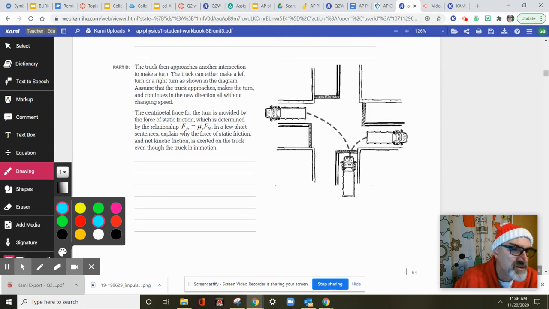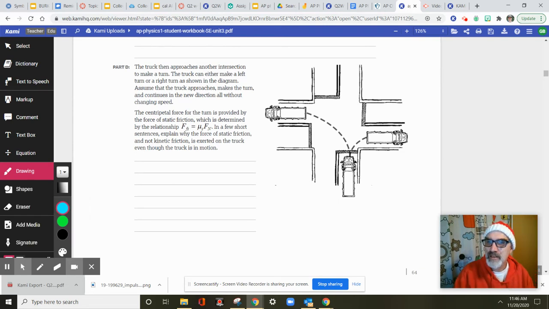The truck then approaches another intersection to make a turn. The truck can either take a left turn or a right turn as shown in the diagram. The truck makes a turn and continues in a new direction, all without changing speed. Yikes. I've seen this guy drive this truck. It's scary.